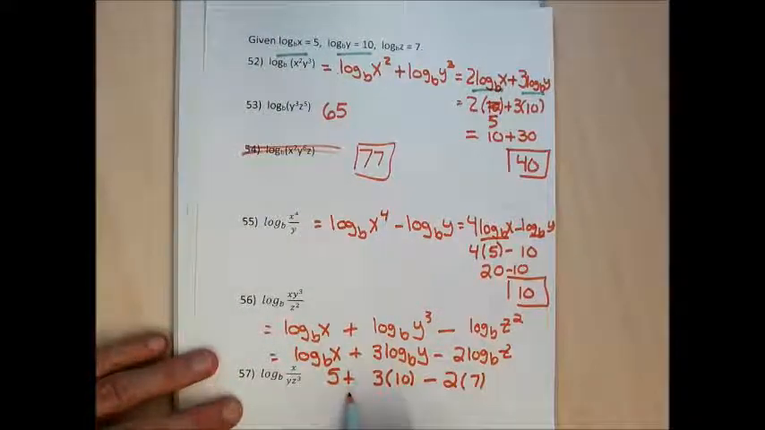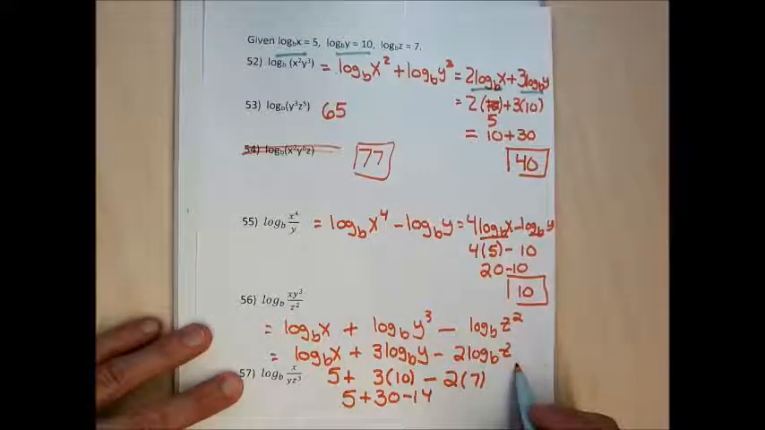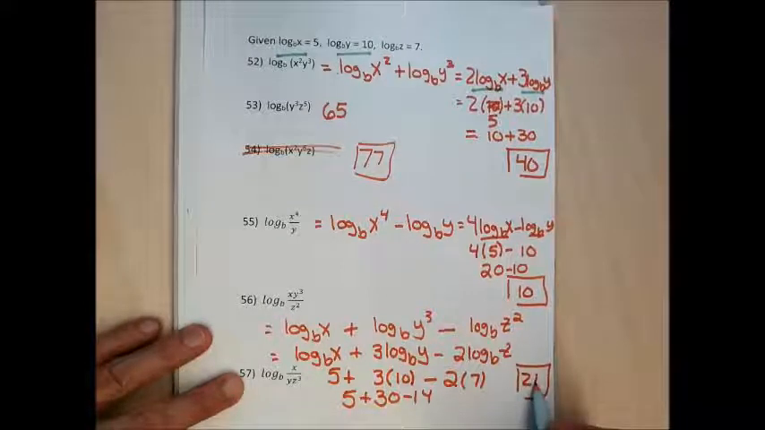Now it's just order of operations. This is going to be 5 times 30 minus 14, and that's going to be 21. My answer to problem 56 is going to be 21.